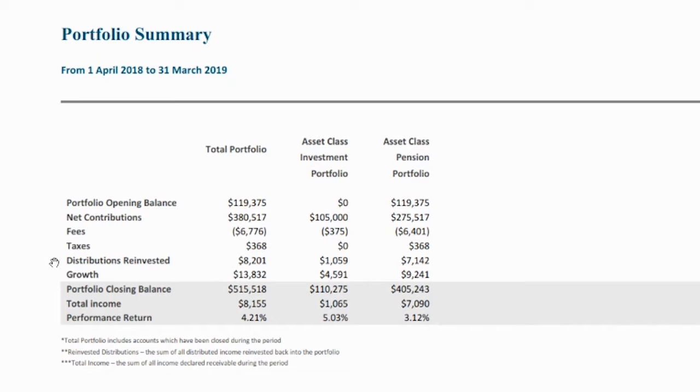The next line, growth, is any change in the capital value of your investments over the reporting period. The portfolio closing balance, again, is pretty self-explanatory.